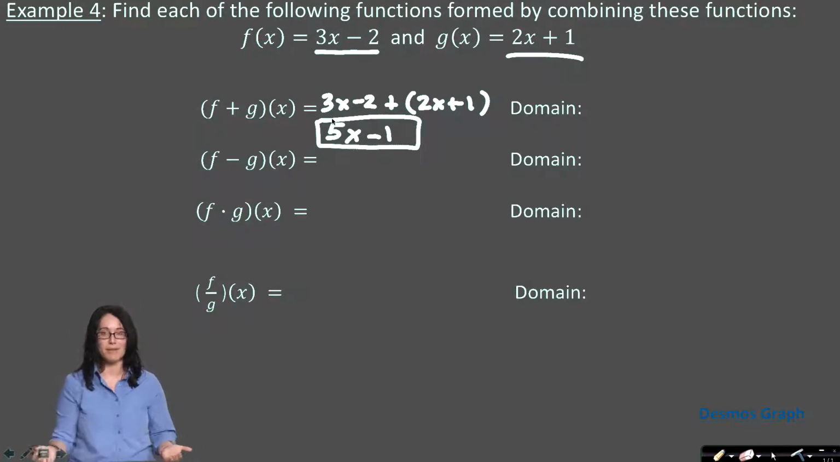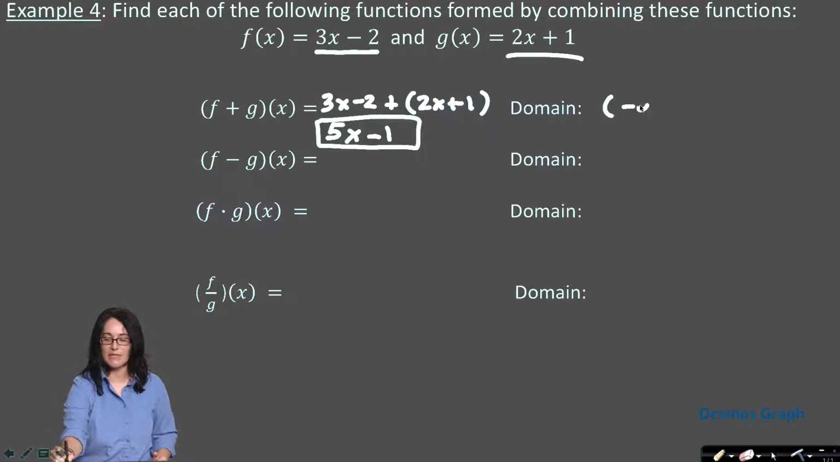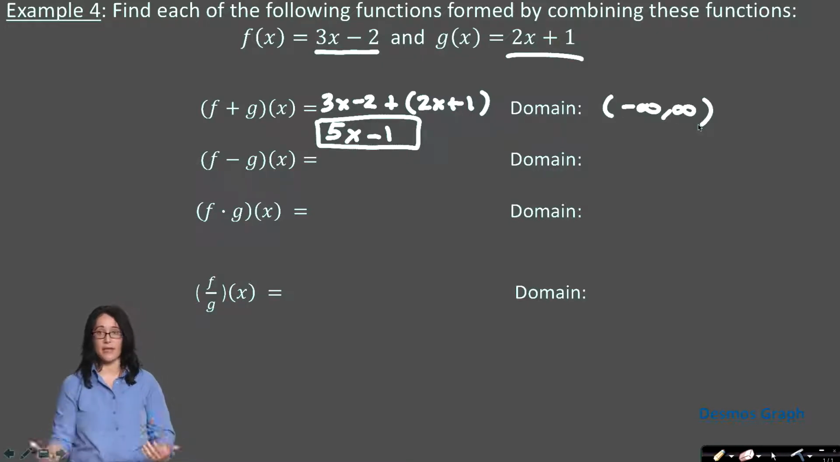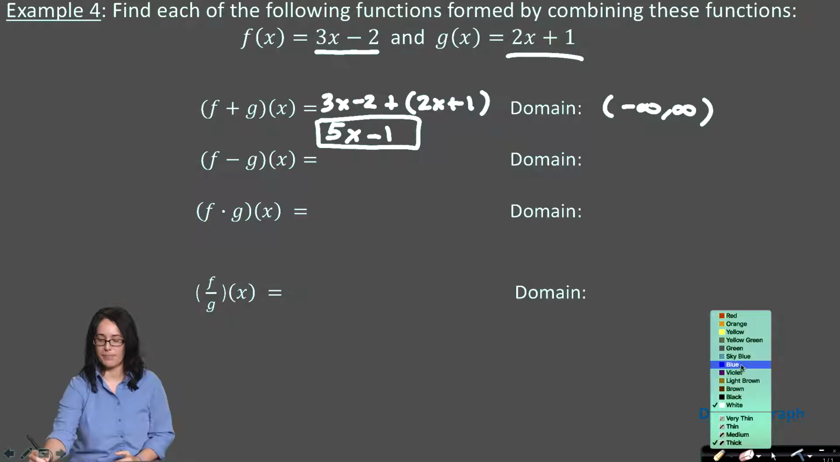Good job. And your domain is still negative infinity to infinity, since this is still a line, a polynomial, right? There's no reason for a restriction on the domain. What about f minus g? What did you get there?